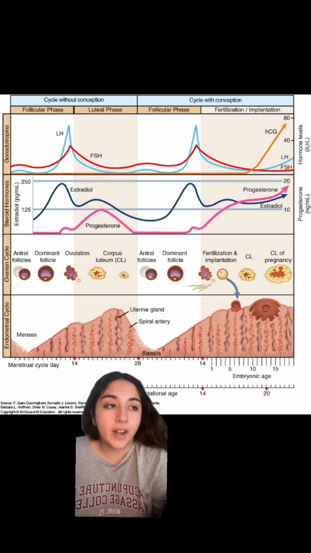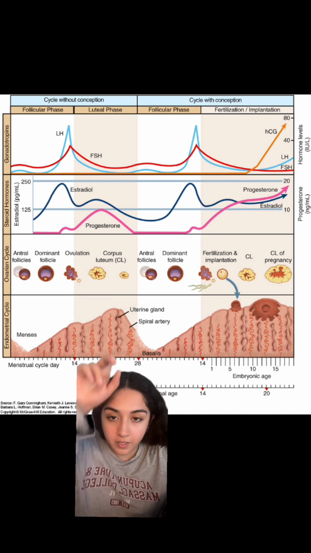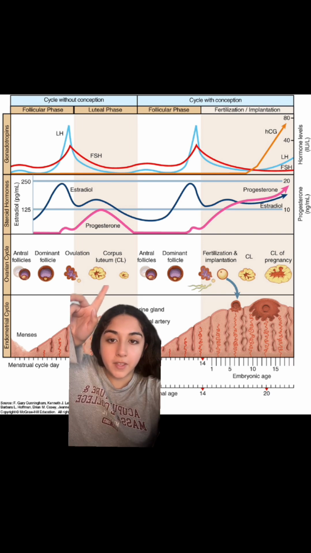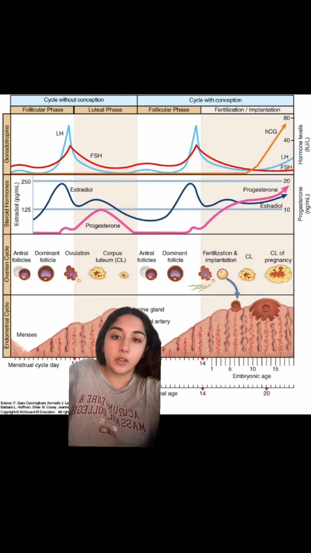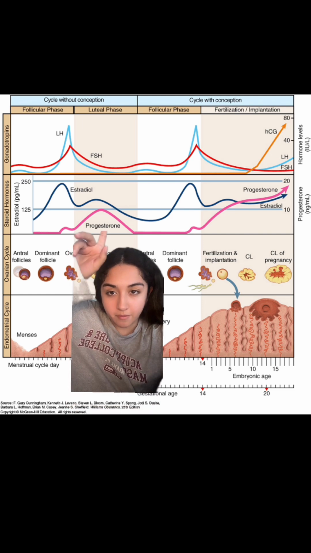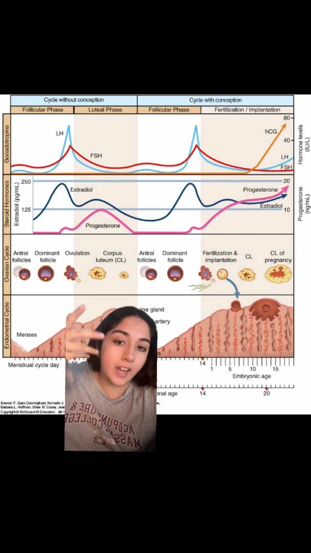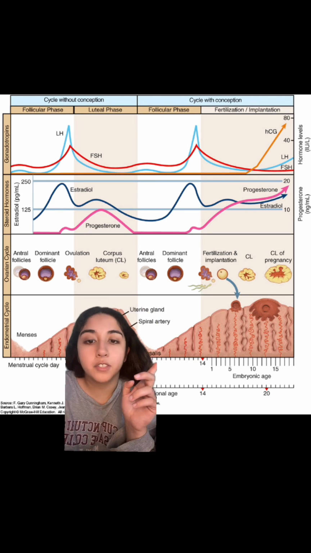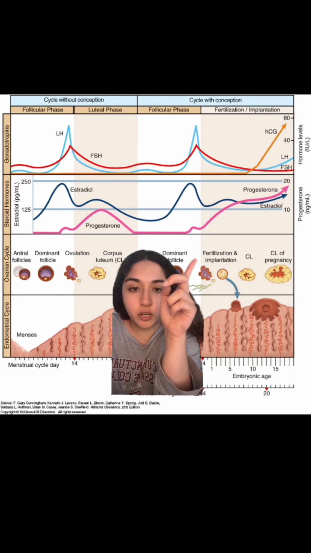If there is no pregnancy, then in the luteal phase, the corpus luteum, as you can see over here, will form and eventually become corpus albicans, and the process will start all over again. When there is no baby, as you can see, hormone levels will drop and then create your uterine lining to shed again.